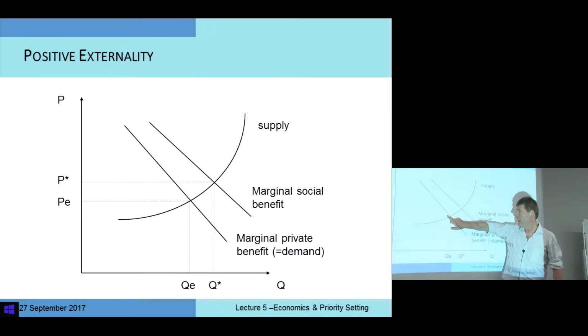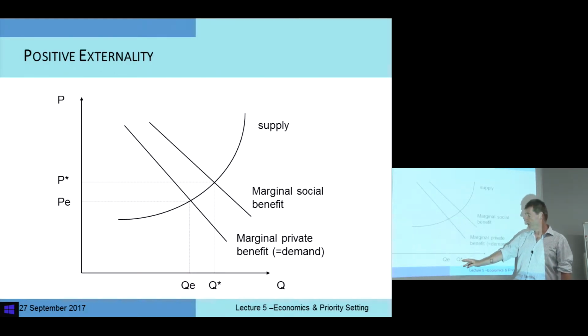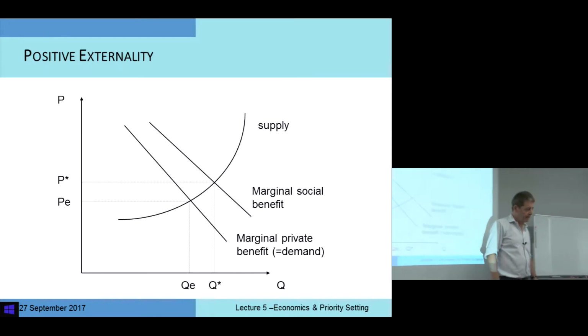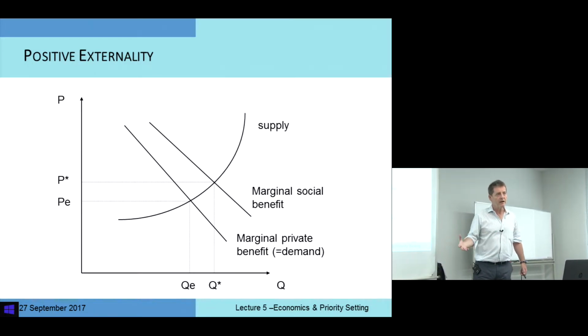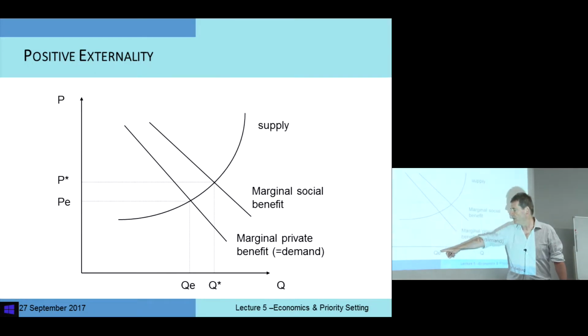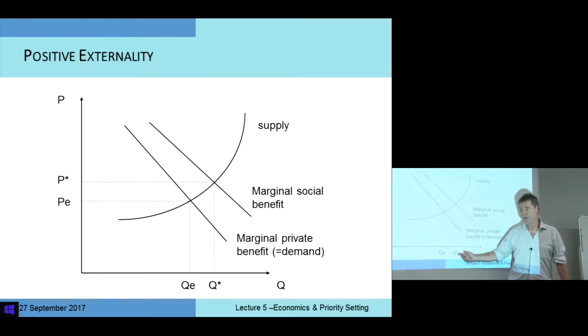And so rather than being at this point here, with a price PE and quantity QE, it would be better for society to expand the activity out to Q star. And at Q star, the marginal benefit from the last person vaccinated is just equal to the marginal cost of supplying the vaccination. So that's an example of positive externality. And the relevance here is, if we leave it to the market to determine, we expect to end up at QE, or somewhere like QE, not at Q star.